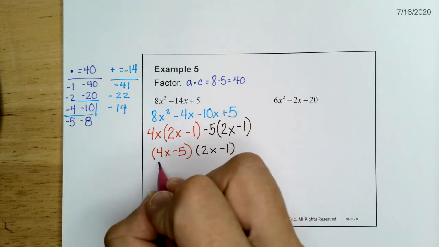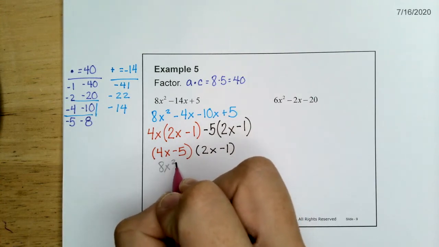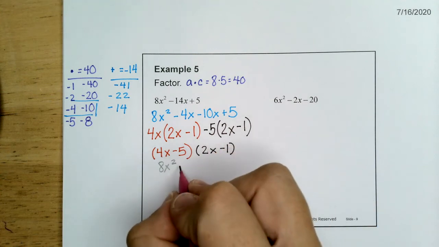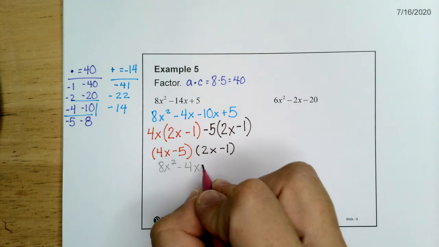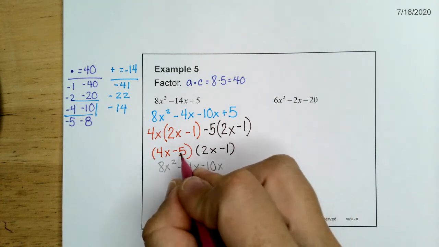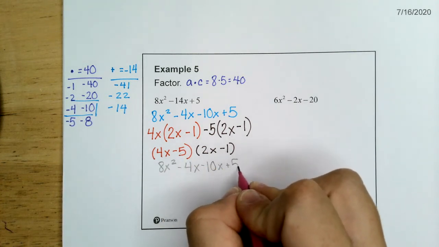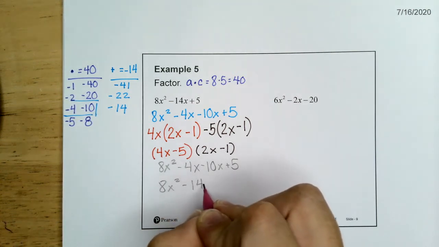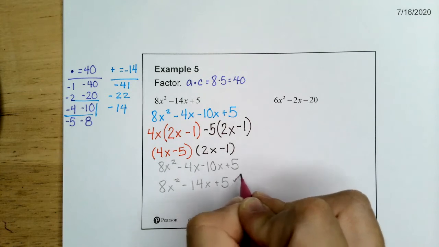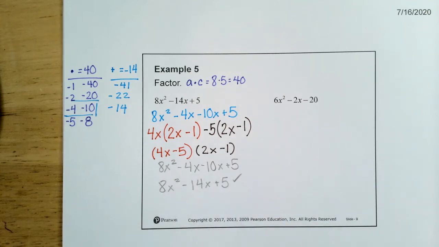4 times 2 is 8x squared. 4 times -1 is -4x. -5 times 2x is -10x. -5 times -1 is +5. 8x squared minus 14x plus 5. So that was correct.